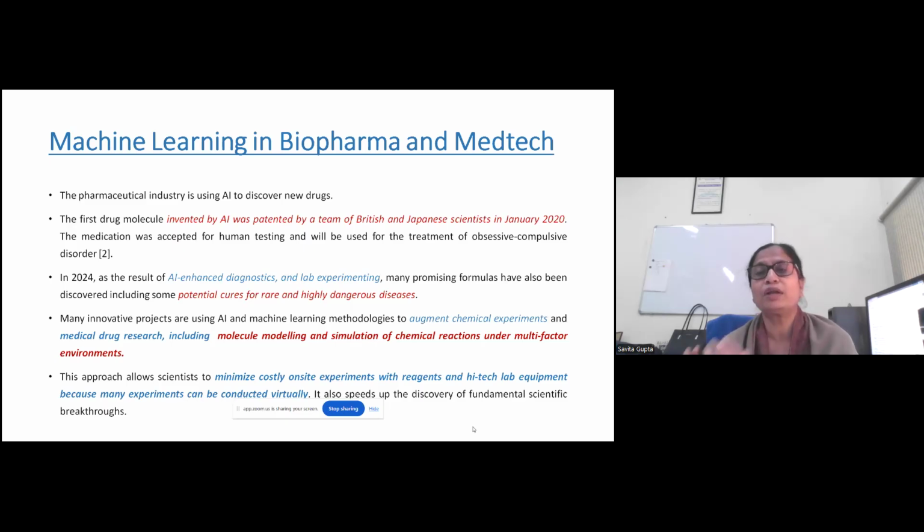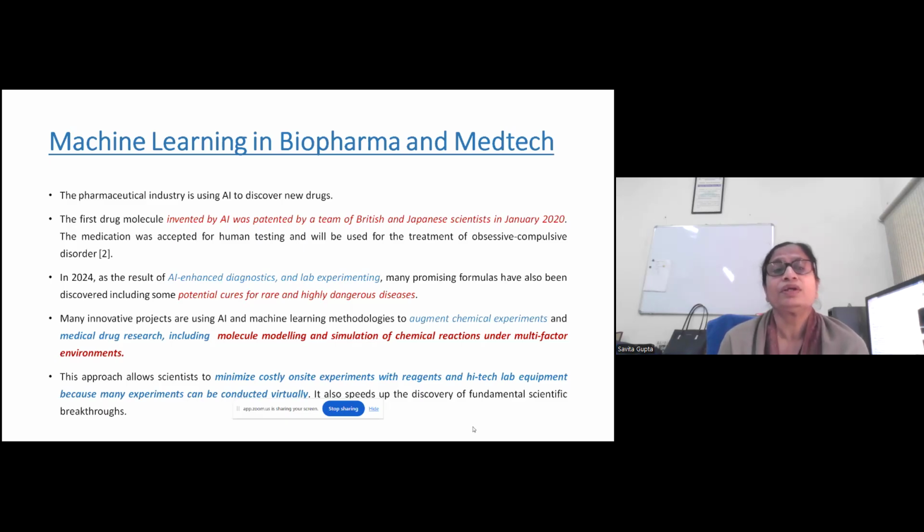So how are the pharma industry and medical technology making use of machine learning? With the help of machine learning, when we have a large amount of data, the pharmaceutical industry is using it to discover new drugs. The first drug molecule invented by AI was patented by a team of British and Japanese scientists in January 2020. So work is already going in the direction that we will have medicines invented by AI based upon patient data, clinical trials and molecular modeling.